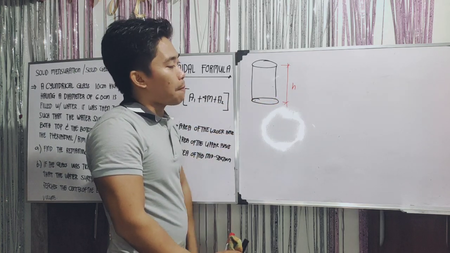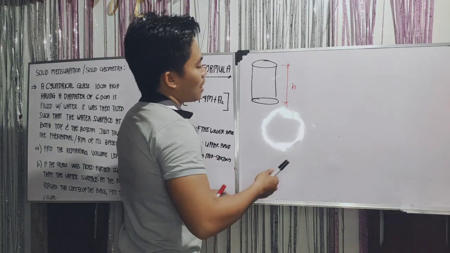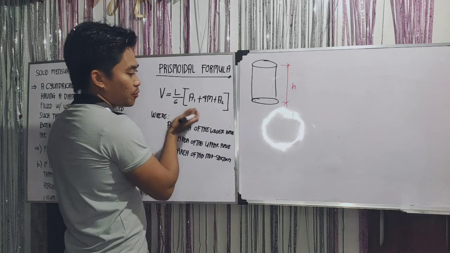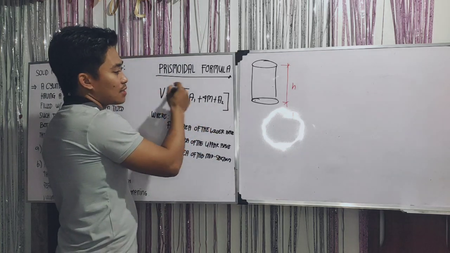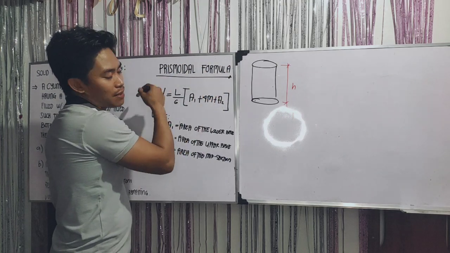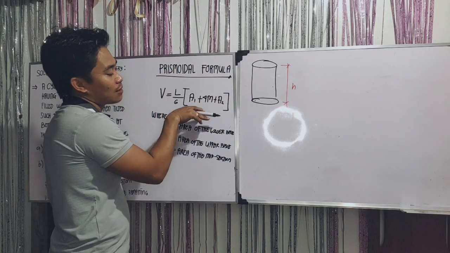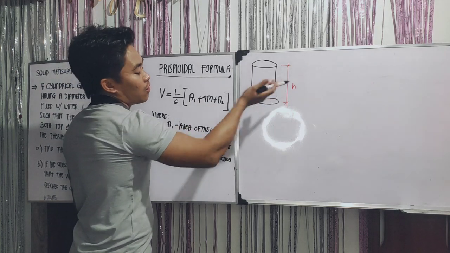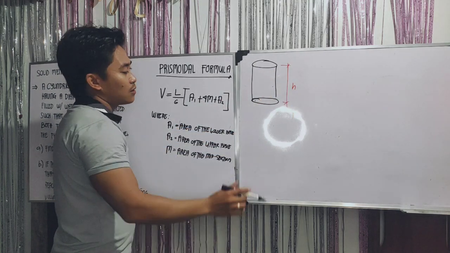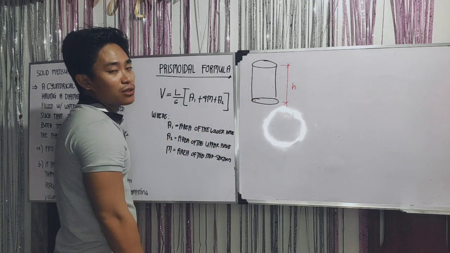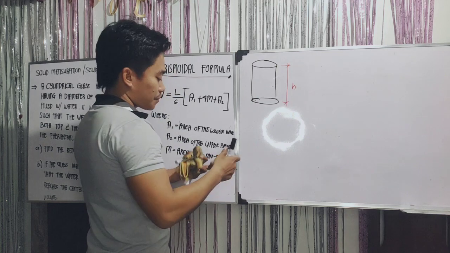How can you derive its formula using this general formula, again, the Prismoidal Formula? This formula is very powerful. It can derive almost all of the volume of solids. Just this one formula is enough to derive the volume of all solids. So what is that?